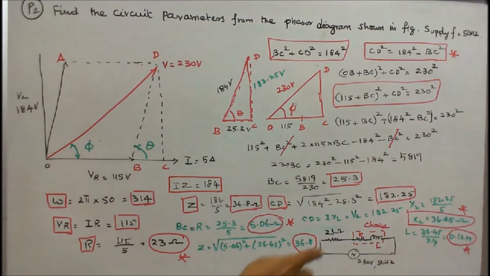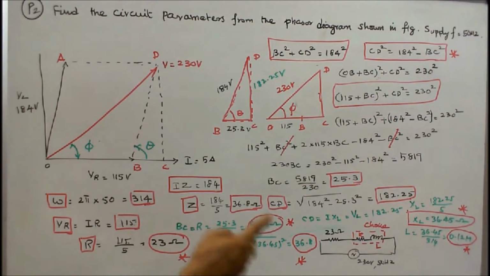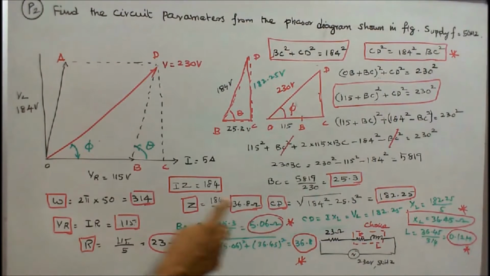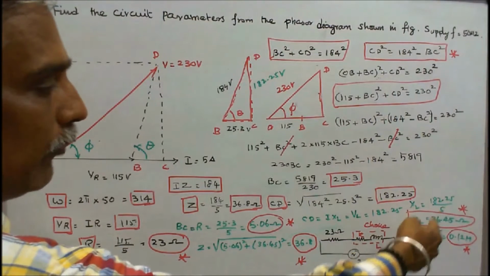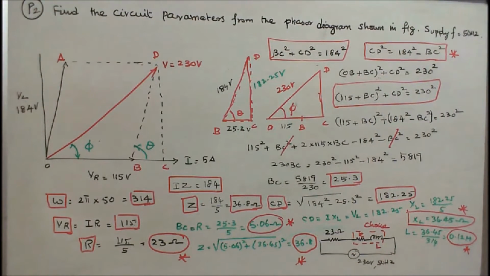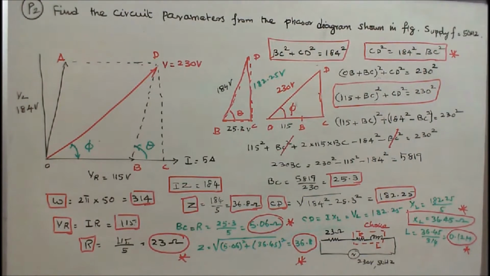So I know the resistance of the coil and the inductive reactance of the coil, so I can find the impedance and check. Z is equal to root of 5.06 square plus 36.45 square, that is equal to 36.8. Both the values are the same. I can find L. L is equal to 36.45 divided by 314, that is equal to 0.12 henries. The resistance of the coil is 5.06, the series resistance is 23 ohms. The current is 5 amps.